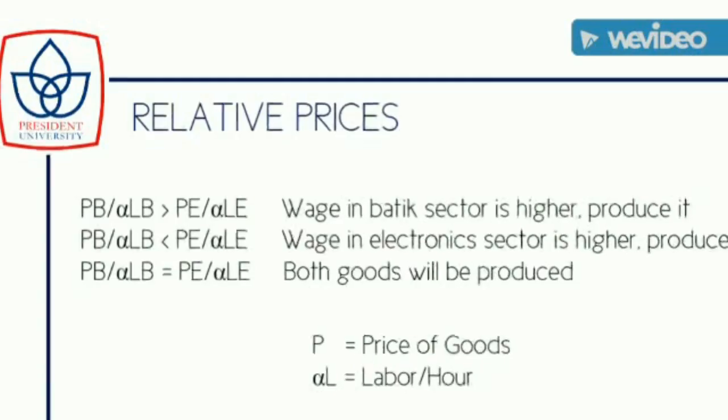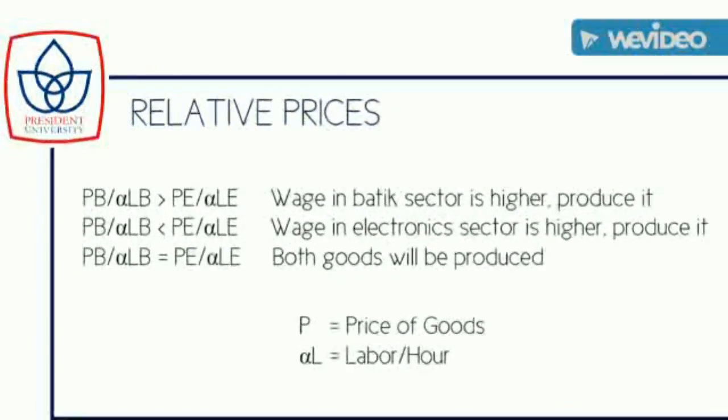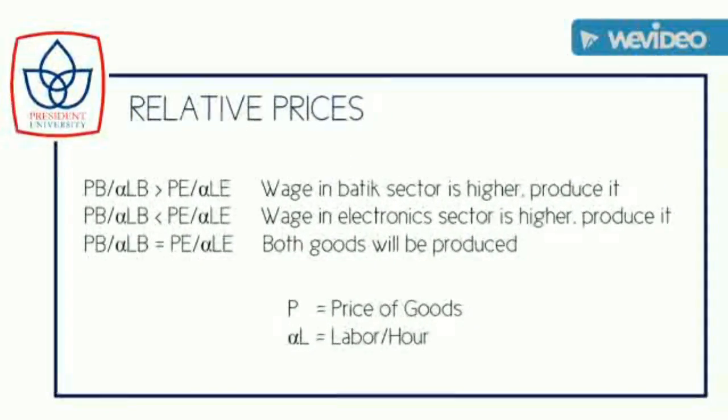So the next is the relative prices. So we can conclude that the economy will specialize in the production of batik if the relative price of batik exceeds its opportunity cost in terms of electronics, and vice versa.